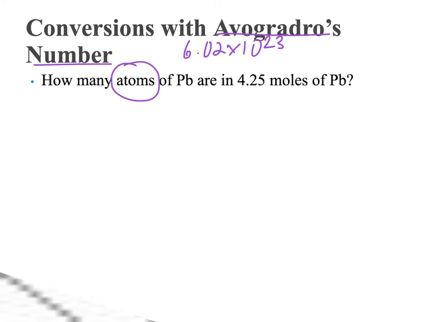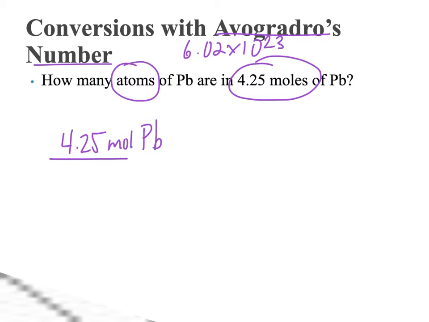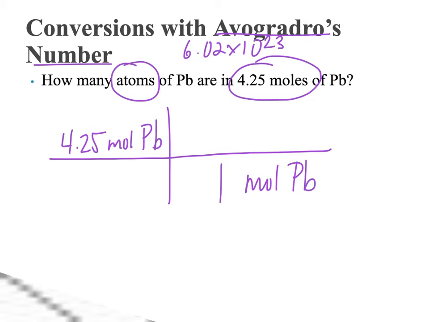So we're going to start with what they gave us, which was 4.25 moles. So we jot that down. And that is just of lead by itself. So we're going to do our grid. We want to get rid of moles, so it goes on the bottom. Remember what we've been saying, it's always per 1 mole. So the Avogadro's number is going to go on top.